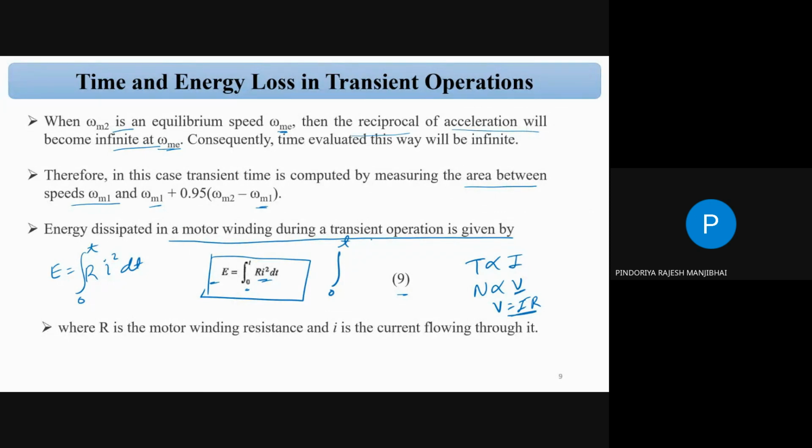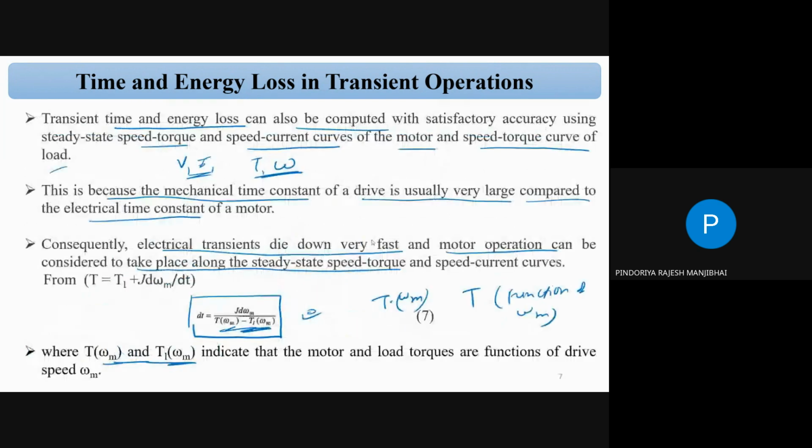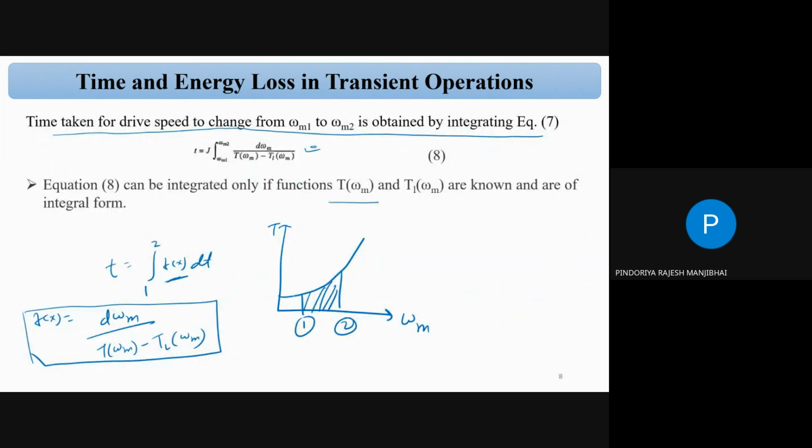Whatever, suppose your graph is like this. So this will change with respect to time, correct? So with respect to I square dt, this I depends on the torque, because torque is directly proportional to I. So suppose I changes, then torque will change.